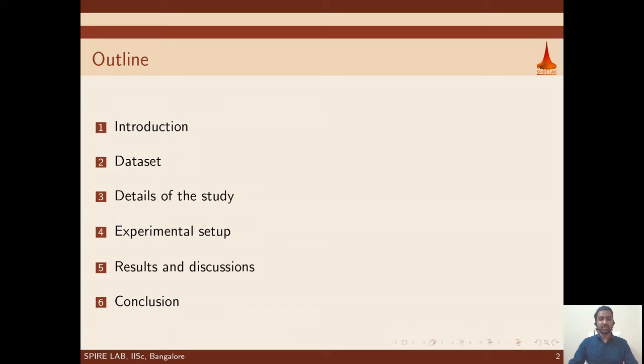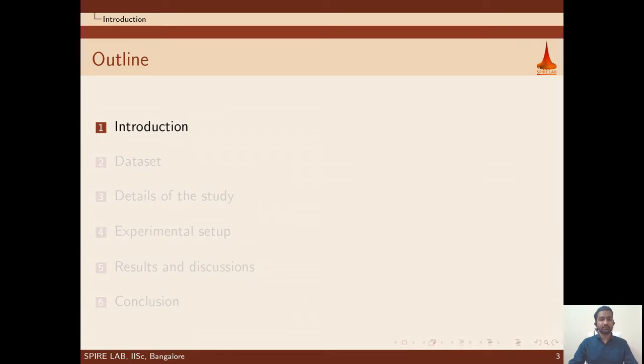This is the outline of the presentation. First, I'll give a brief introduction about the work, then I'll go into the details of the study and talk about the experimental setup. I'll conclude my presentation with the results and discussions. Let's first start with the introduction.